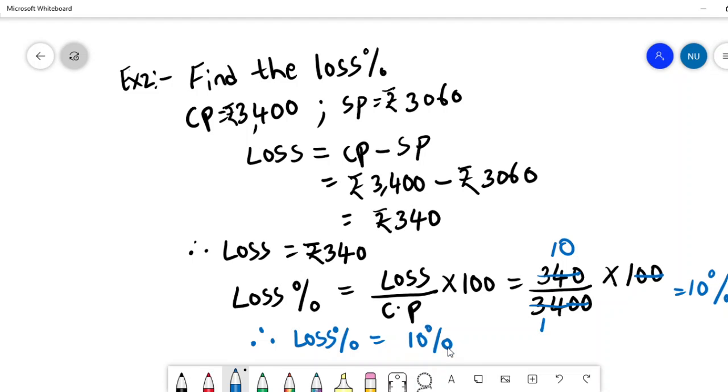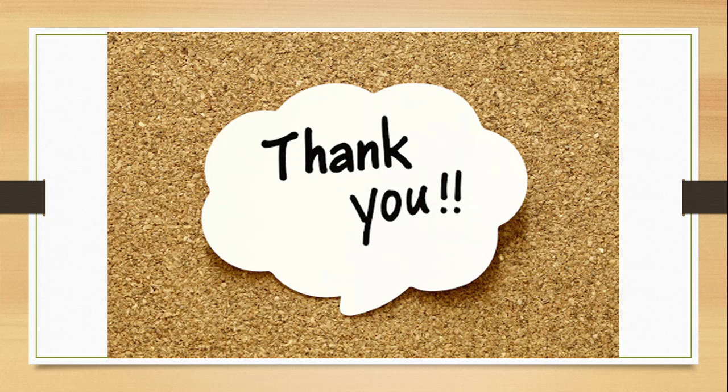This is how we will find profit percent and loss percent. Hope you all understood, children, how to find profit percent and loss percent.